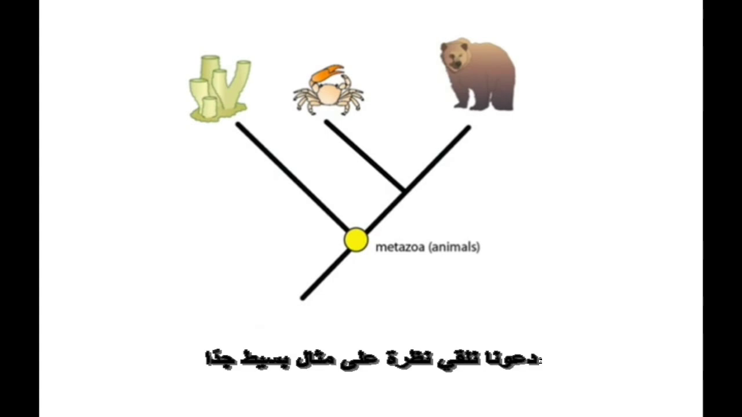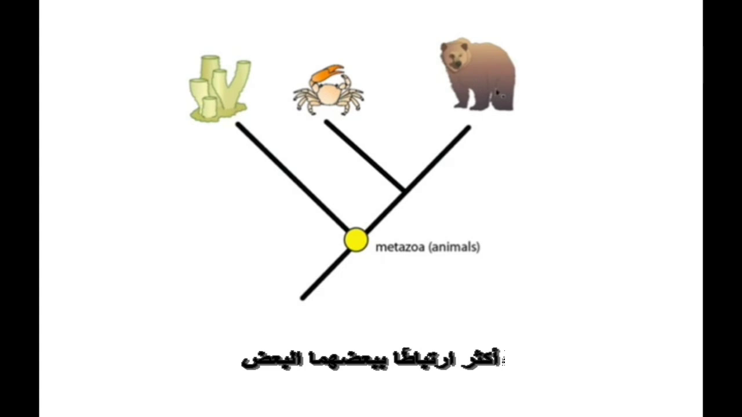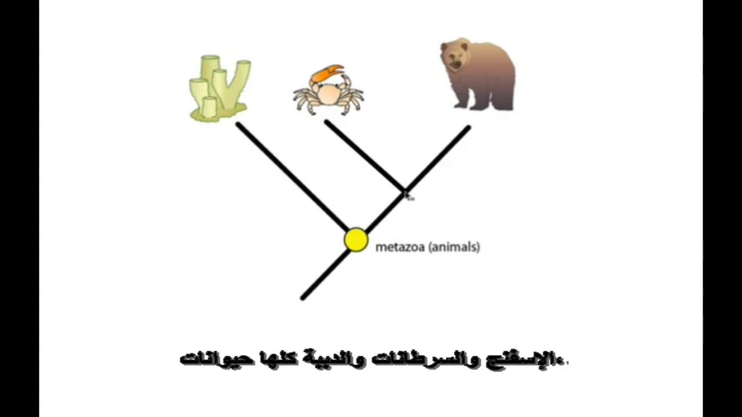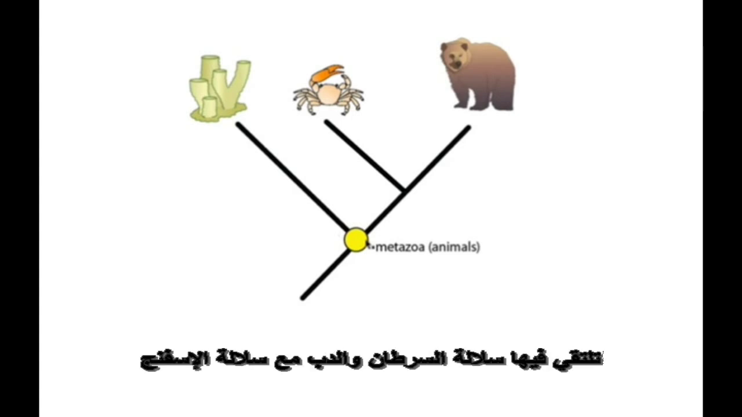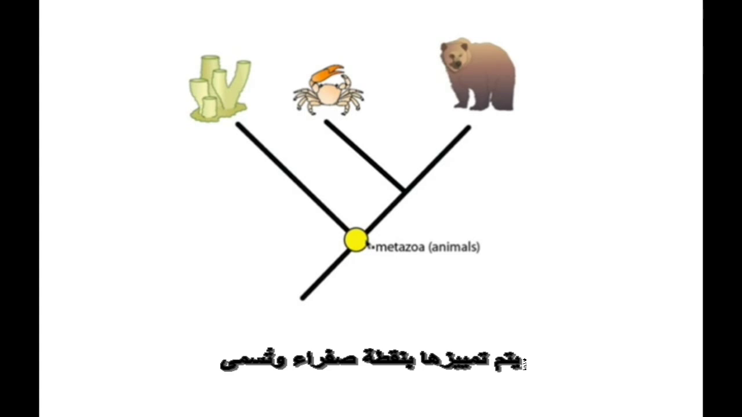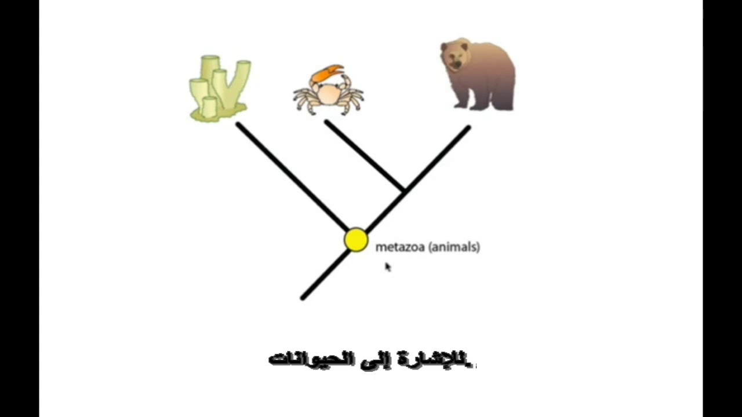Let's look at a pretty simple example to start with. From left to right, we have a sponge, a crab, and a bear. Crabs and bears are more closely related to each other than either is to the sponge, so their black lineage lines intersect first, here. Sponges, crabs, and bears are all animals, so the node where the crab plus bear lineage meets up with the sponge lineage is marked with a yellow dot and labeled metazoan, which is a term scientists use to refer to animals.